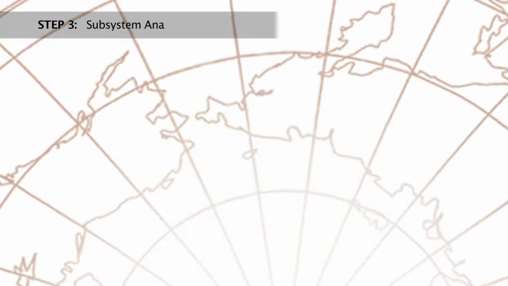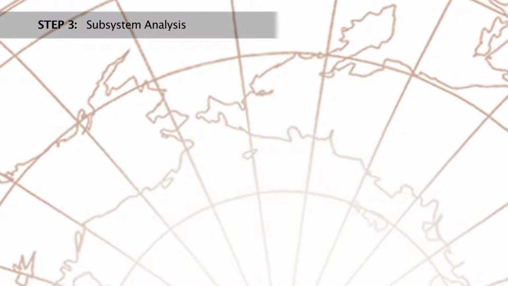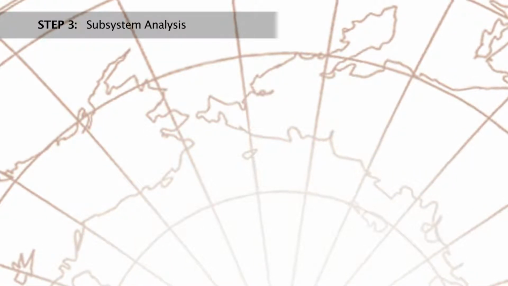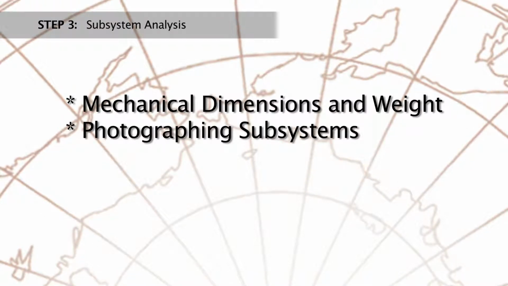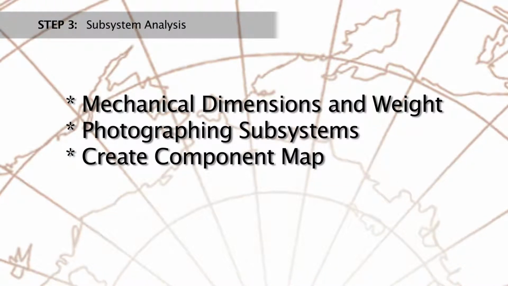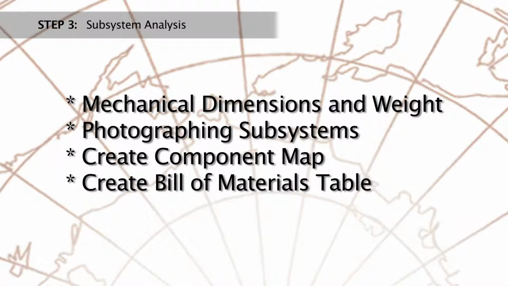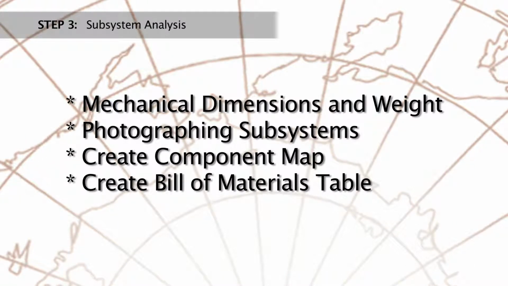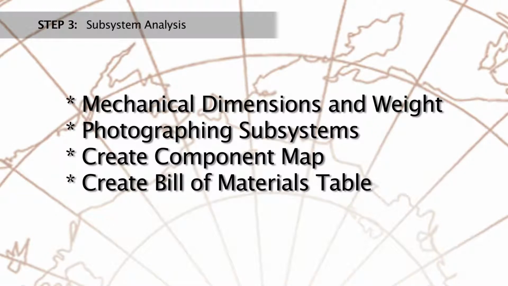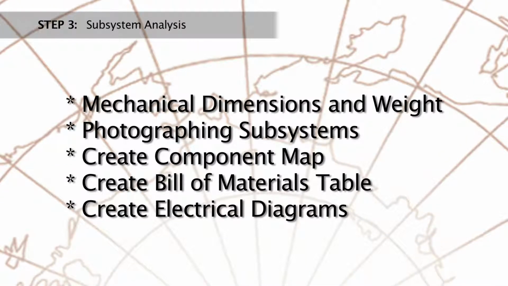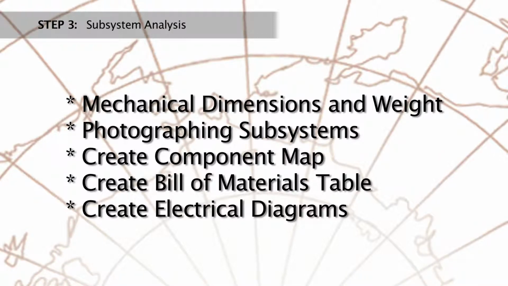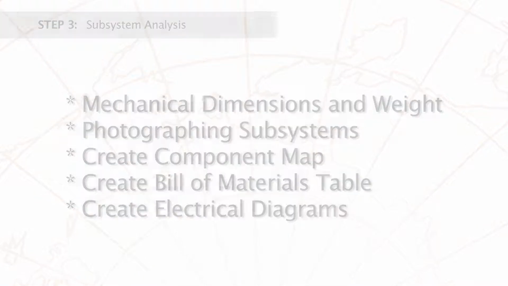In step 3, each major subsystem is then further analyzed in great detail by taking the mechanical dimensions, photographing the unit, and then creating a detailed component map and bill of materials as part of the initial analysis for that subsystem. Each subsystem has a unique mechanical, design, or electrical feature that we note to put into our final analysis.